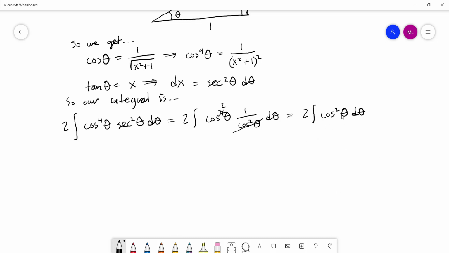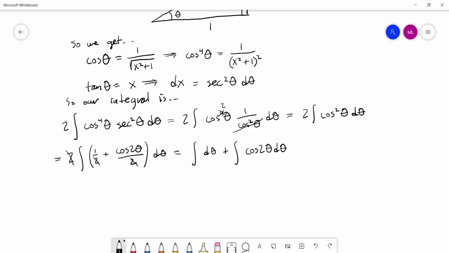How do we deal with this piece? How do you integrate cosine squared? We need to go all the way back to our trig integrals from a couple sections back. This requires the power reduction formula. So this is going to be equivalent to 2 times the integral of cosine squared simplifies to 1/2 plus cosine of 2 theta over 2 d theta. Luckily, the 2 here is going to cancel with both of the 2's down there, and we're just integrating 1 d theta, so just d theta, plus the integral of cosine of 2 theta d theta.